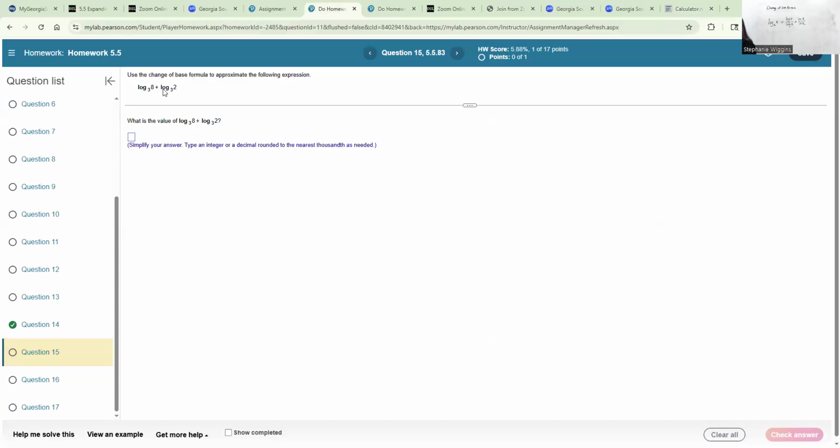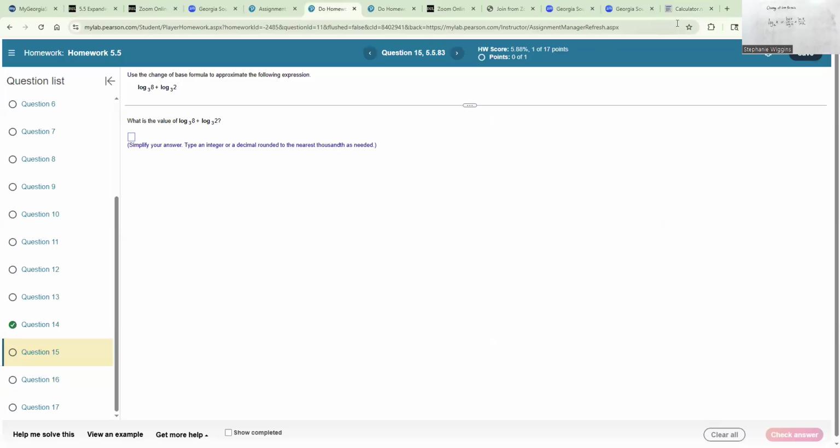Now it says use the change of base formula to approximate the following expression. So now we actually have to do 2 calculations and then we have to add the results. Now, you don't have to do that though. Notice that the bases are the same and we have the sum of the logs. So we can just combine these into one log, and that's going to be the log of the product of 8 and 2. So that would be log base 3 of 16.